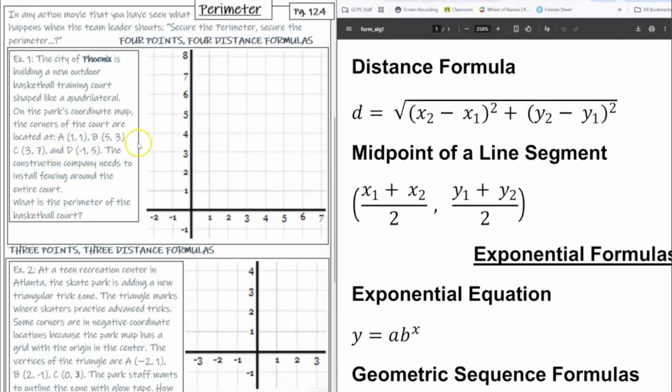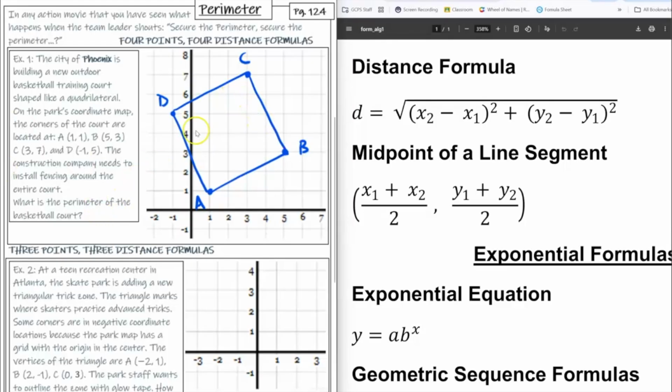All right, so let's start off by graphing or plotting these points. (1, 1) is point A. (5, 3) is point B. (3, 7) is point C. And (-1, 5) is point D. I was waiting to graph them before I labeled them. So this is the quadrilateral when I join these four points. It looks like a square to me.